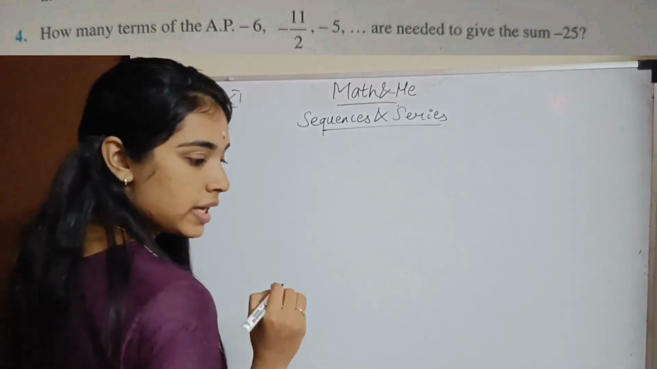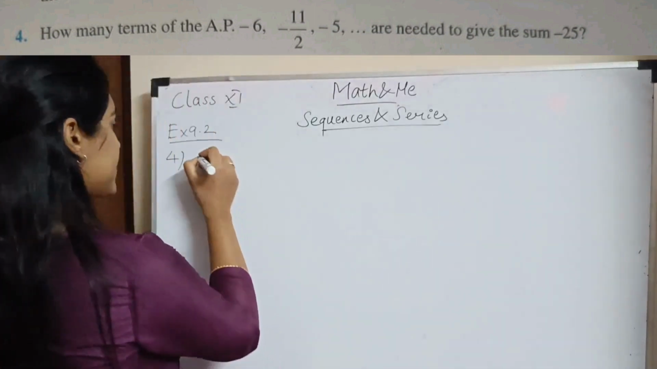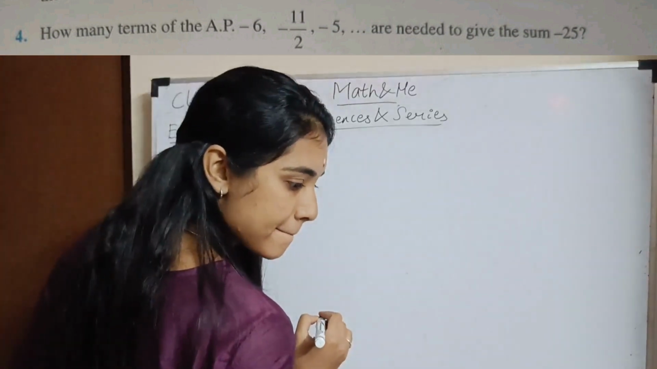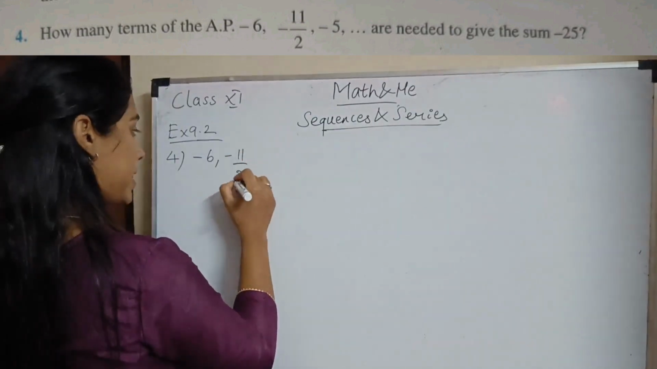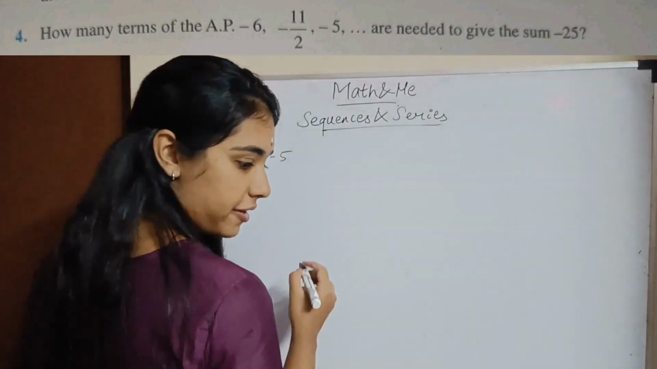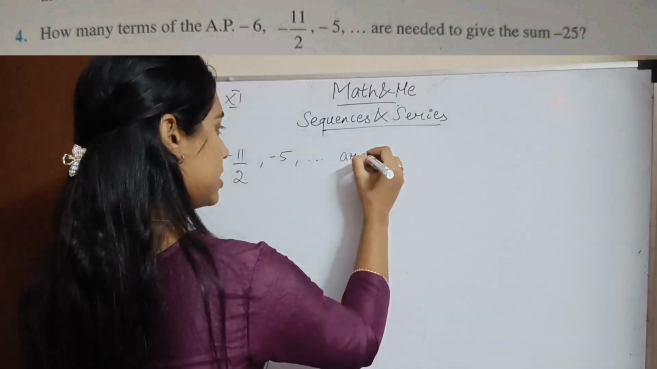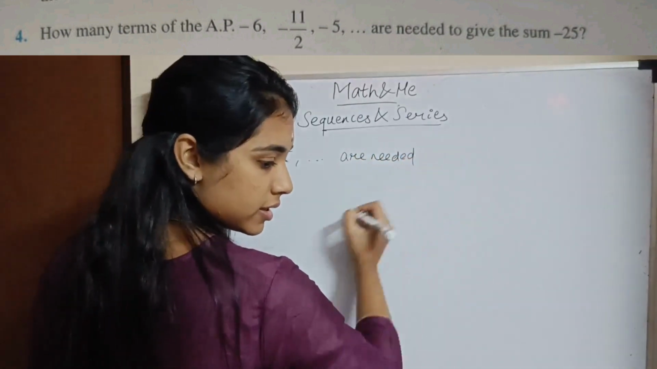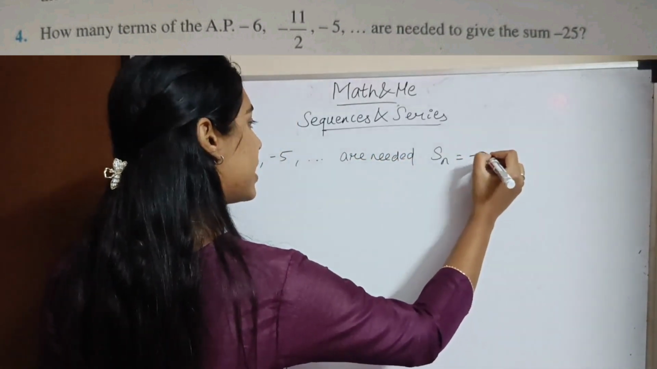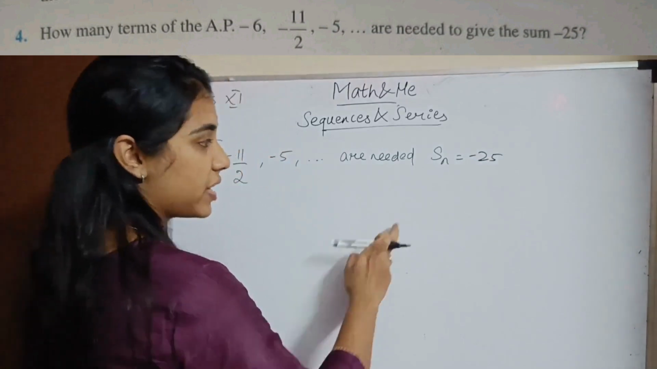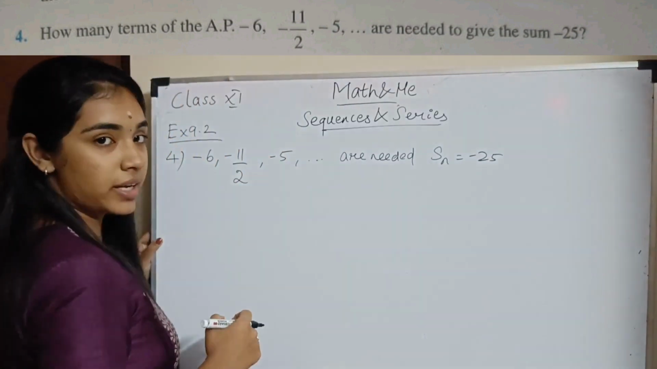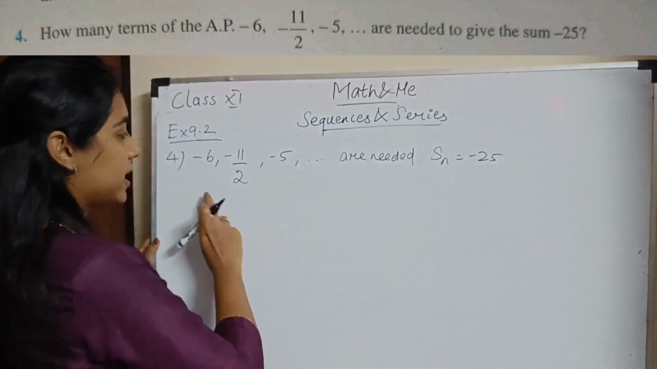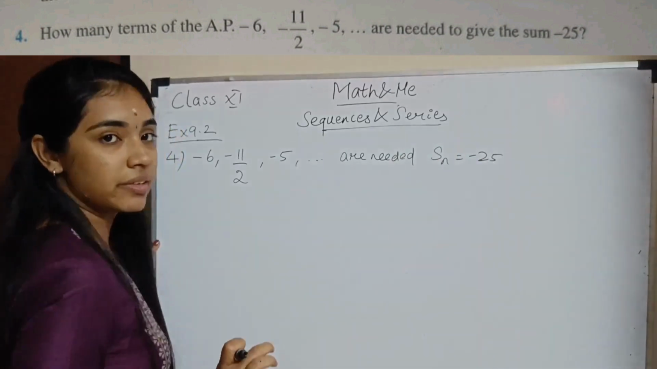Question number 4. How many terms of the AP minus 6, minus 11 by 2, minus 5, etc. are needed for the sum to be minus 25? So they have given the sum of n terms to be minus 25, but you need to find what that n is. We know the sum, and we need to find how many terms must be added to get minus 25.